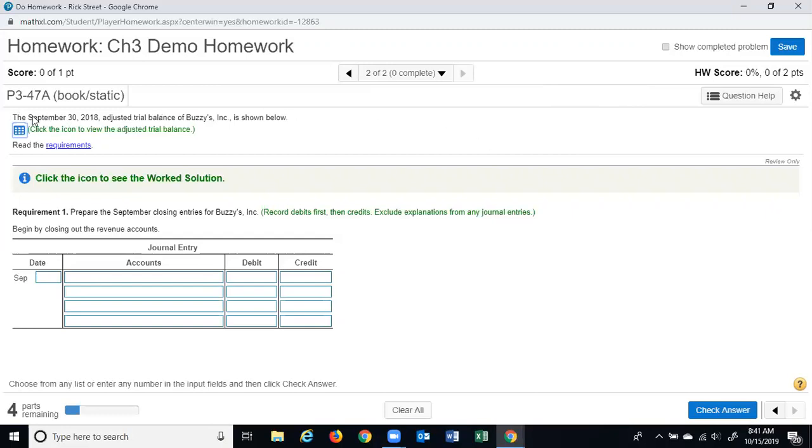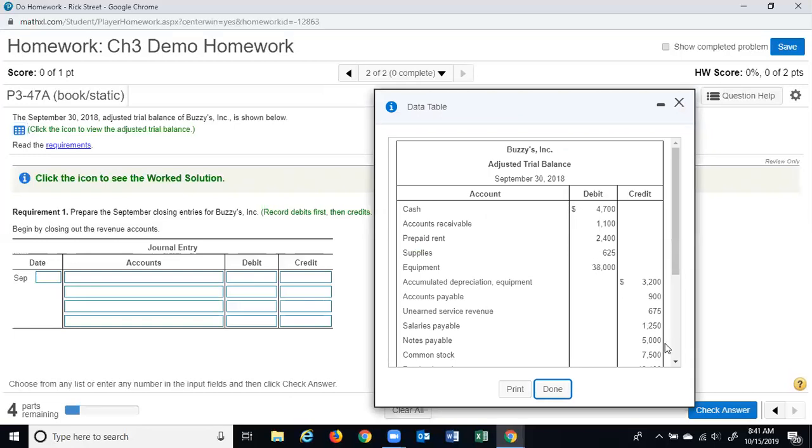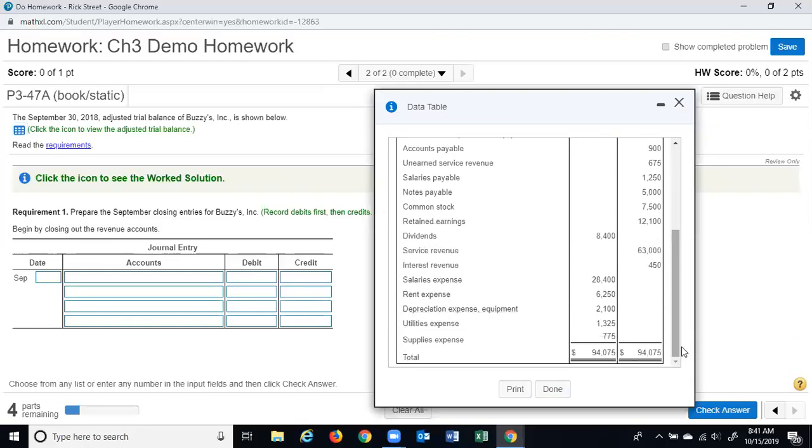So here it says the September 30th, 2018 adjusted trial balance for Buzzies Inc. is shown below. So we're looking at September 30th, 2018. This is the adjusted trial balance. And let's notice a few things. Debits and credits do equal. We do have a beginning retained earnings here. This means that this is not the first year that they've closed their books, because remember, retained earnings is the cumulative earnings of a company since its inception.